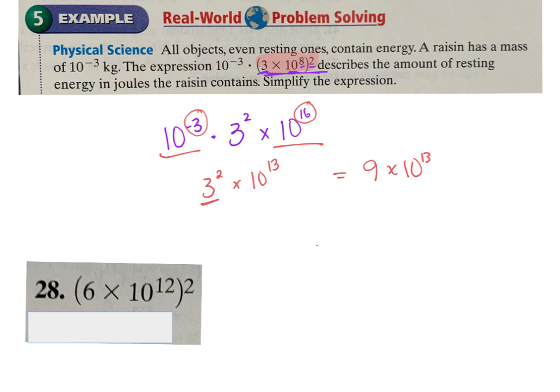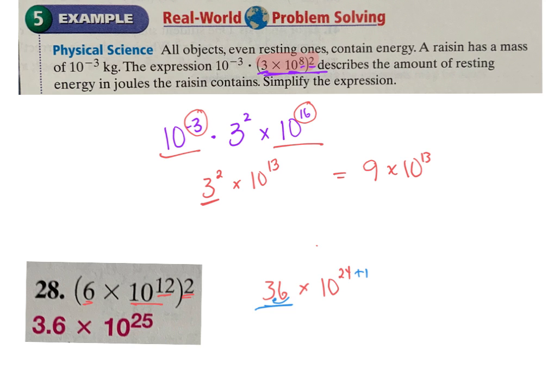All right, let's look at this one. You need to take everything inside to that power. So we have 6 squared. That gives us 36. Times 10 to the 12th squared. We multiply those. 10 to the 24th. Is this scientific notation? No, this is too big. So I need to move that decimal place over and add 1. So your answer here would be 3.6 times 10 to the 25th.